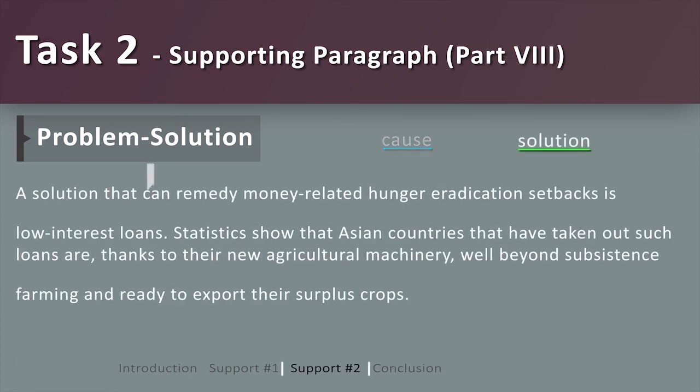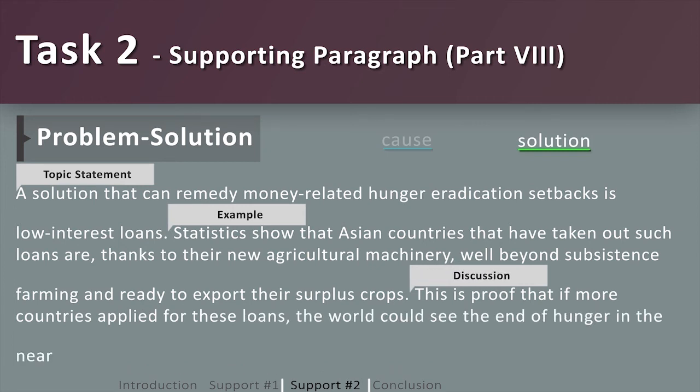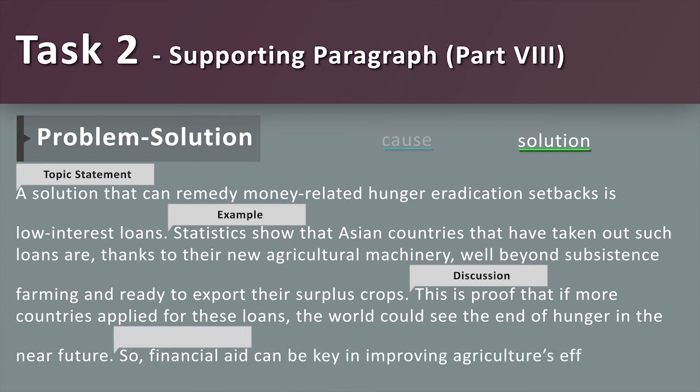And here's the second paragraph. This is proof that if more countries applied for these loans, the world could see the end of hunger in the near future. So financial aid can be key in improving agriculture's effectiveness and ending hunger.